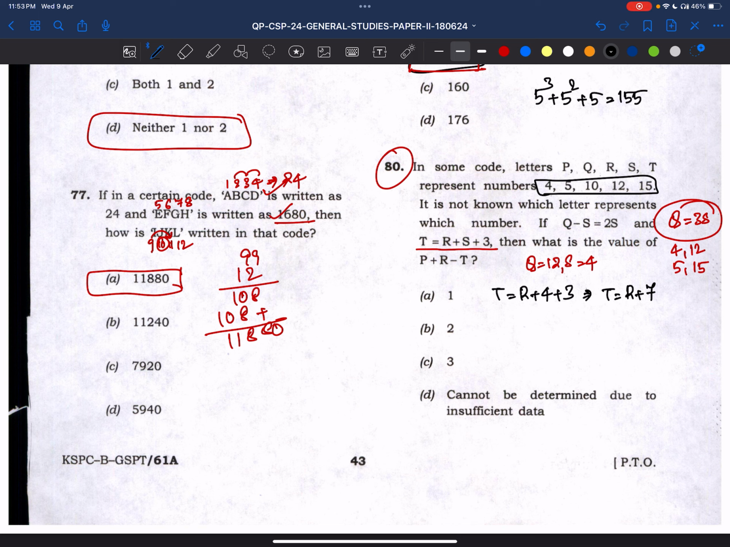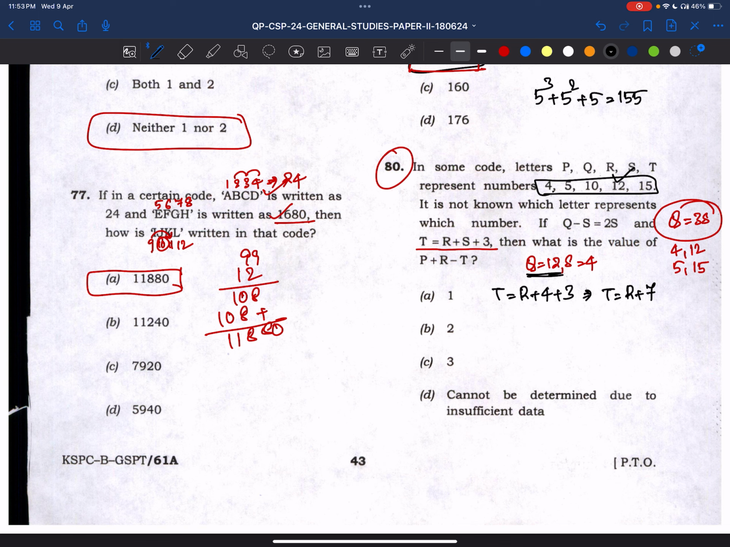See, what is the other value? Already 4 is taken. Let's take R equals 5, then T equals what? 12. See here, yes, 12 is present. But already 12 is taken, right? So R value can't be 5.